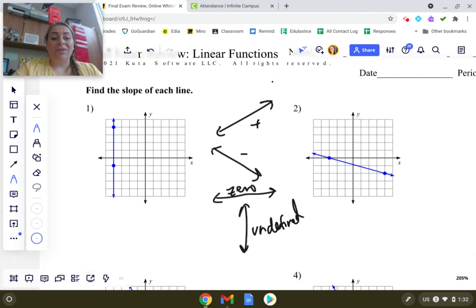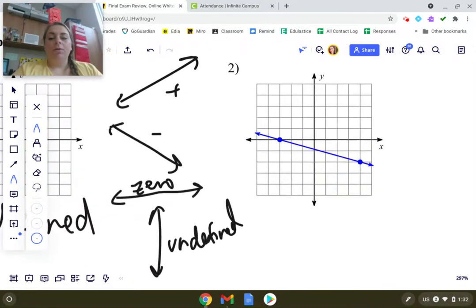So if I'm looking at this first one, that slope is just undefined. Okay, we don't have to solve anything. We don't have to count. It's up and down. It's undefined. But if you're looking at number 2, we want to figure out how far we're going up and over to get to my next point.